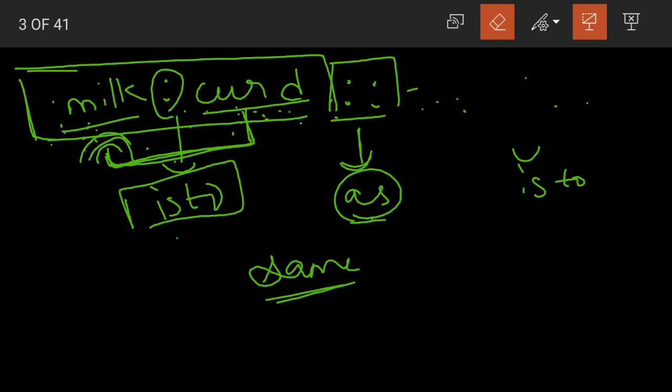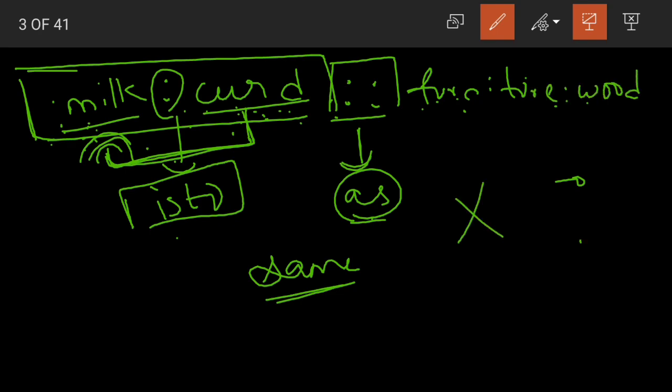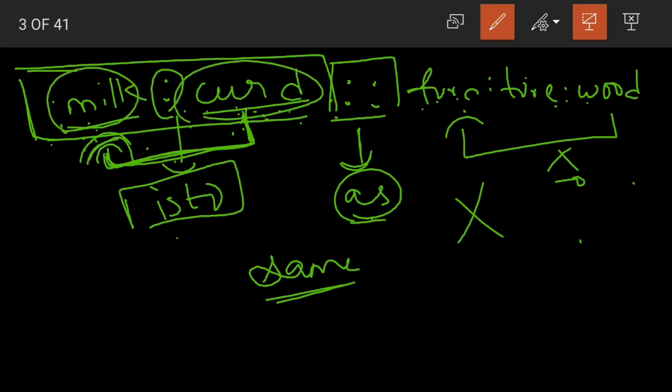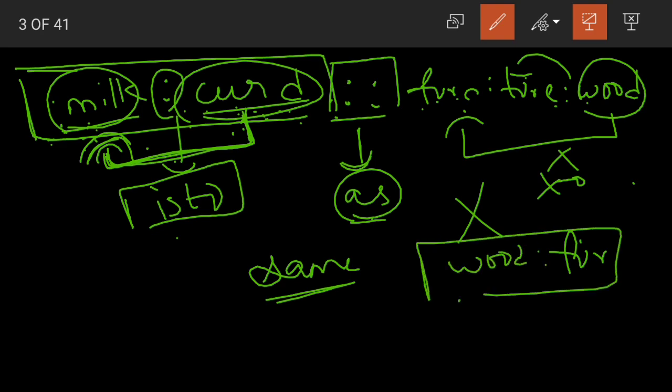If I write, let me erase this here. If I write furniture is to wood, this will be a wrong analogy. Why? Wood is not made from furniture. See here. The second word is the word that we get from the first. Here do we get wood from furniture? No. We get furniture from wood. So the correct analogy would be milk is to curd as wood is to furniture.